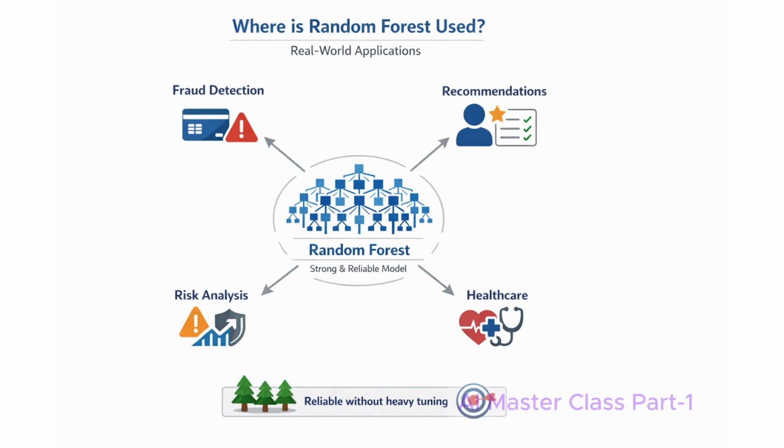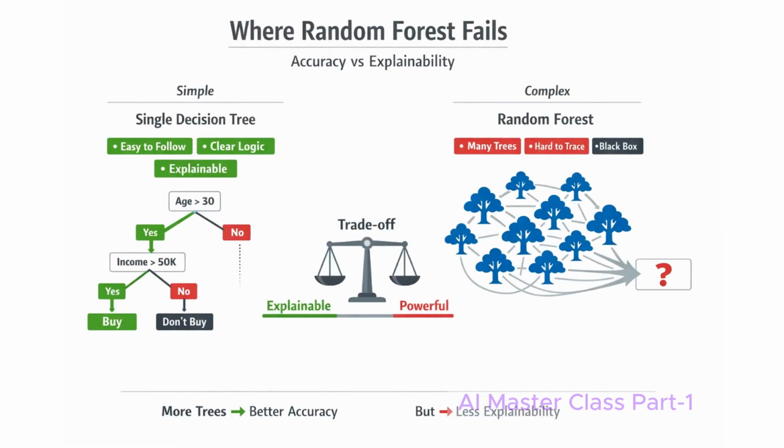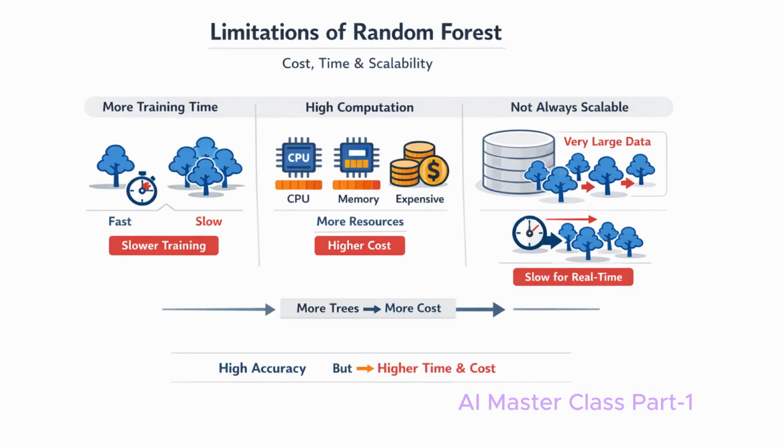Now comes the important part. Where does random forest fail? So with a single decision tree, you can easily understand the logic. But with hundreds of trees, it becomes difficult to explain how the final decision was made. So it becomes less explainable. Secondly, the training process of multiple trees takes more time and resources compared to a single tree. So it becomes more computationally expensive, and in any industry, the only motive is to make and save as much as possible.